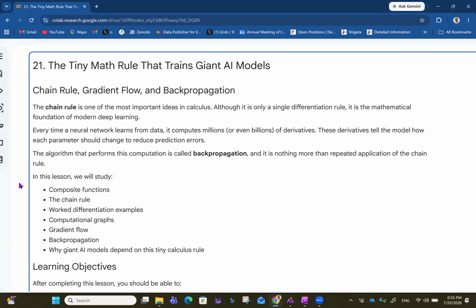The algorithm that performs this computation is called backpropagation. Putting backpropagation together with the chain rule, we have something serious about neural networks. Backpropagation is nothing more than the repeated application of the chain rule.